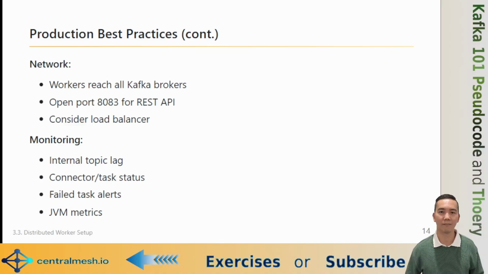Monitoring should also be part of your production setup. Make sure to keep an eye on connector health, task failures, internal topics activity, and JVM metrics so that issues can be detected before they impact your data pipelines.